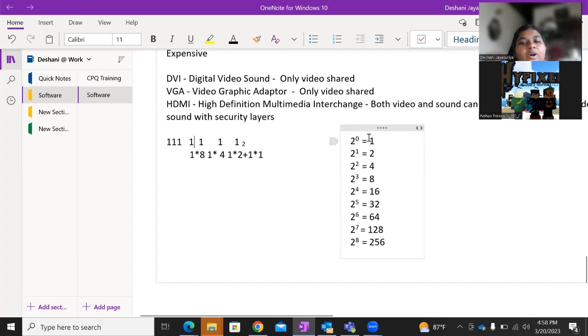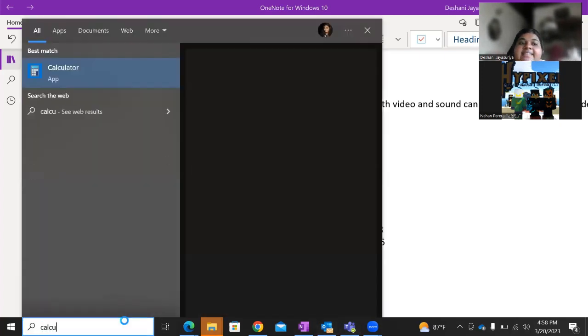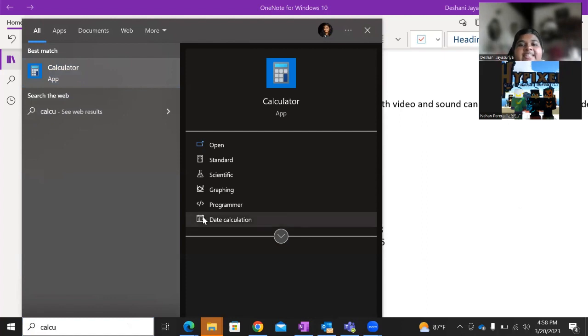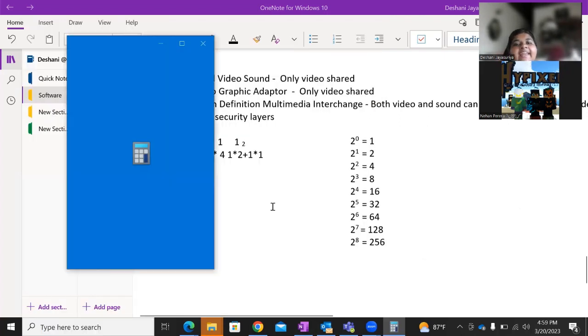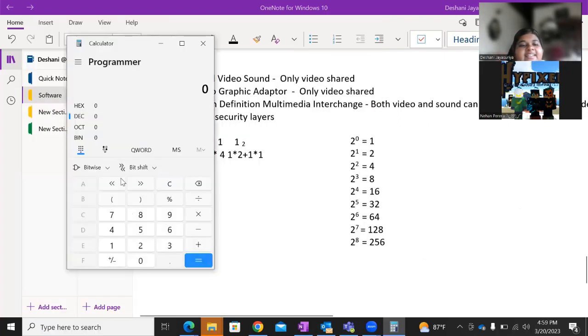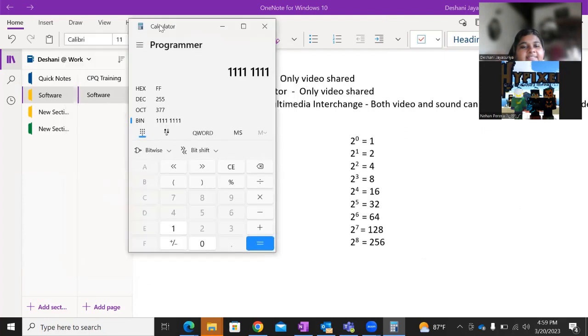That means the total of all these values, right? 128 minus 1. If you get it that way, that is easy. When you are more used to it, you don't need to go one by one, right? You can just go to this binary and give the value as all ones.